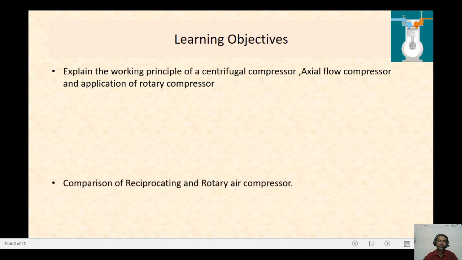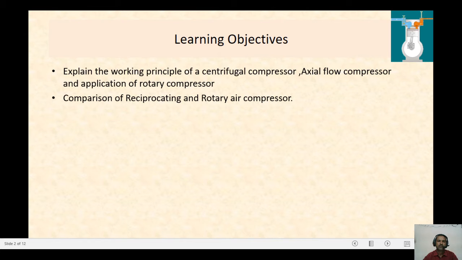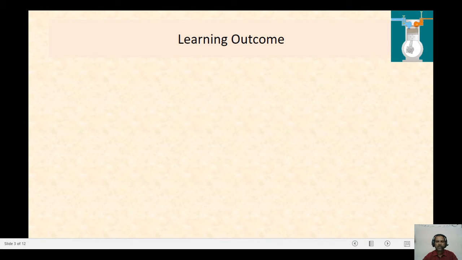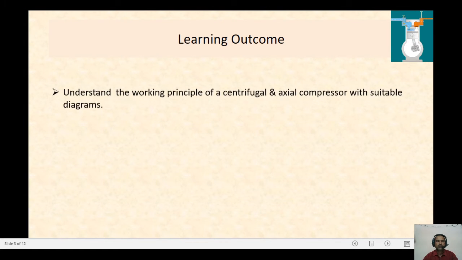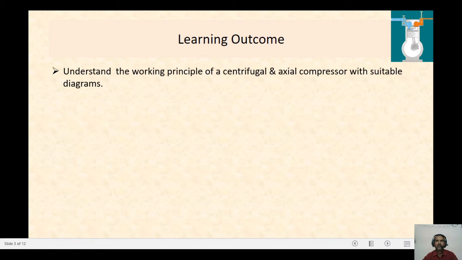And also in this session, we are going to compare the reciprocating and rotary air compressors, how these two get differentiated. After the completion of the session, one can know the importance of the rotary compressor and also the working principle of both the centrifugal and axial compressor, with the help of a suitable schematic diagram.